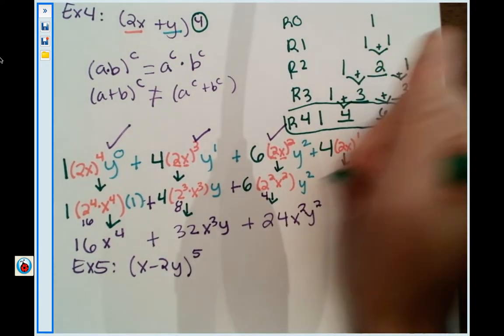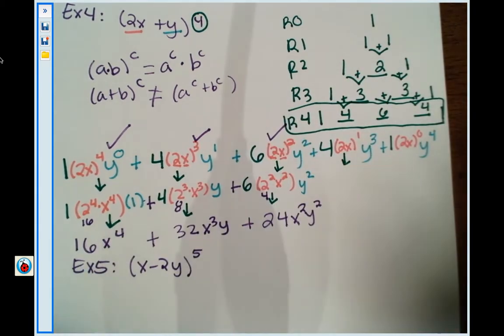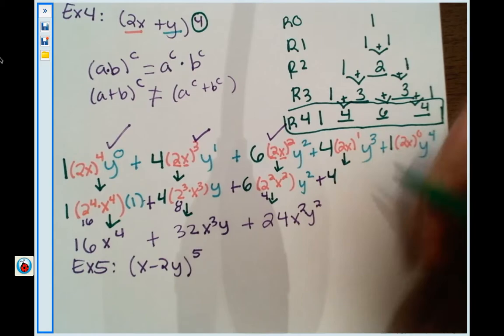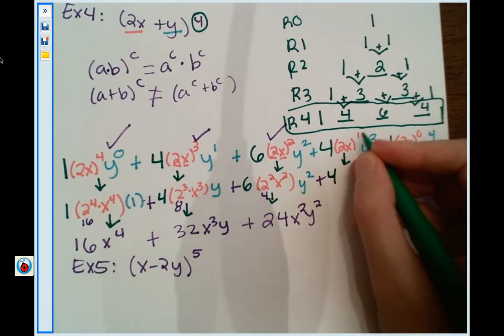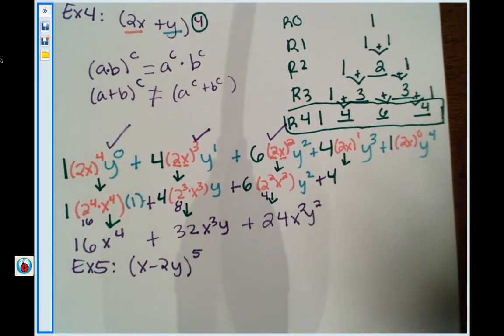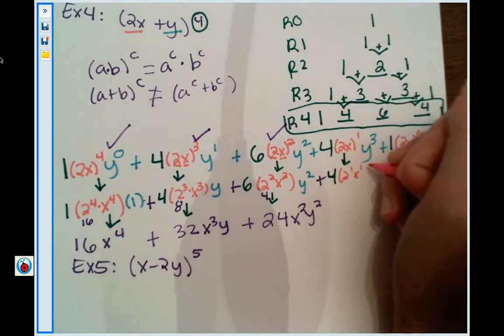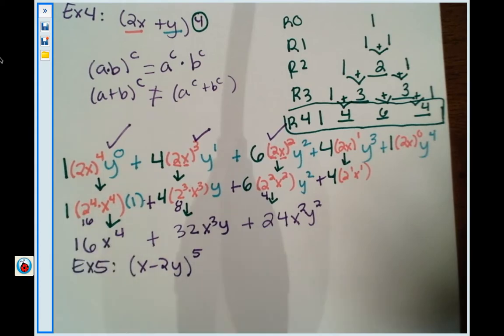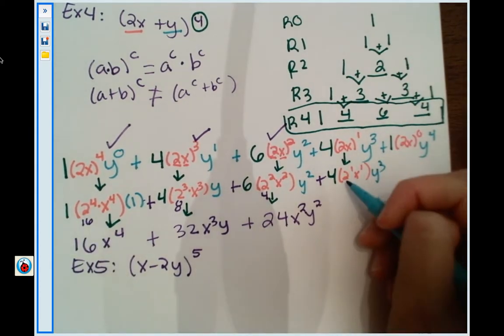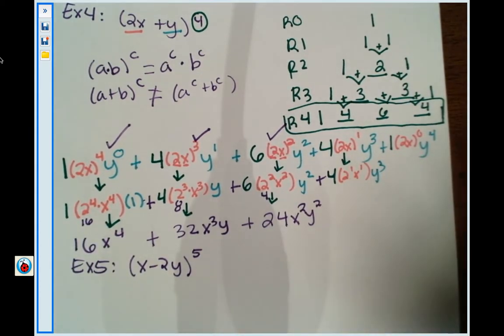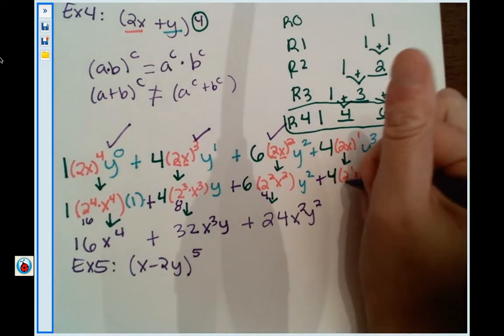So bring down the 4. So we got plus 4. Alright, this time it's 2x to the 1st, so I'm going to raise each to the 1st power. So it'll be 2 to the 1st, x to the 1st, and then y to the 3rd. Alright guys, well 2 to the 1st is just 2.